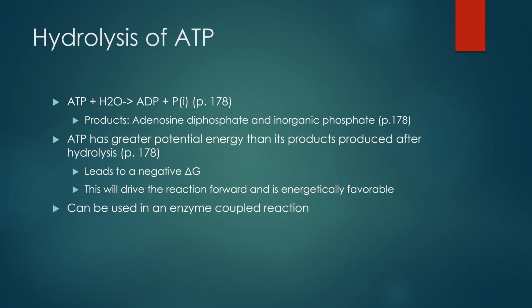So ATP hydrolysis, this is what the cells are going to do to use the ATP. It's going to give the product of adenosine diphosphate and inorganic phosphate. And these byproducts can be used to make more ATP. So the reason that this happens is that ATP will have a greater potential energy than its products produced after hydrolysis, which will lead to a negative delta G, and a negative delta G will drive the reaction forward, making it energetically favorable. And it can be used in an enzyme-coupled reaction, which we will go over a little bit later.